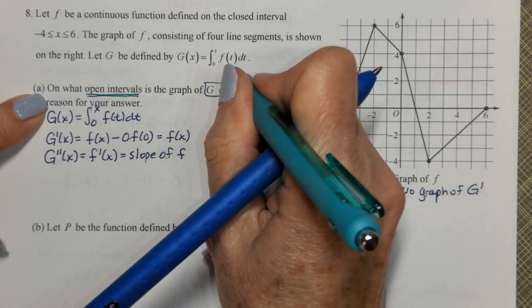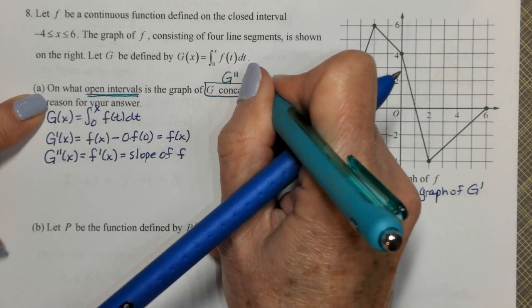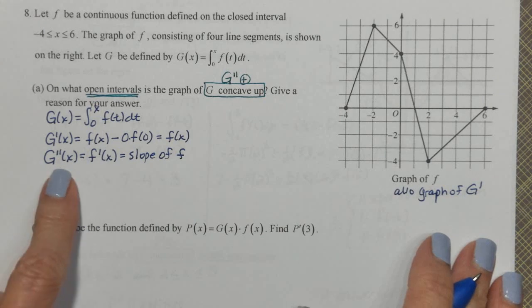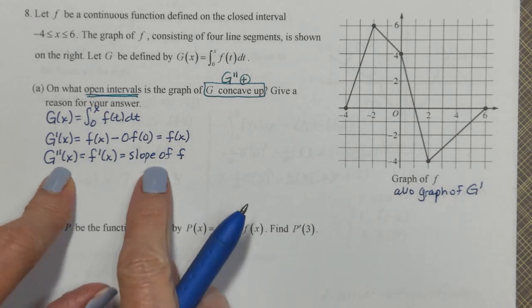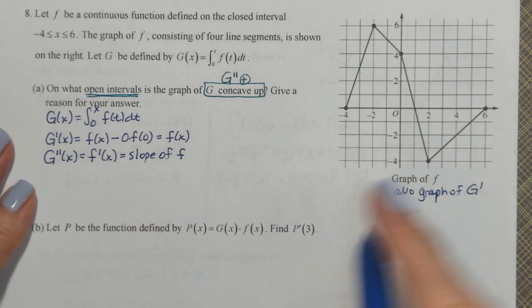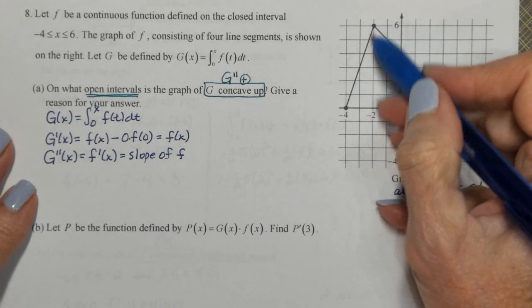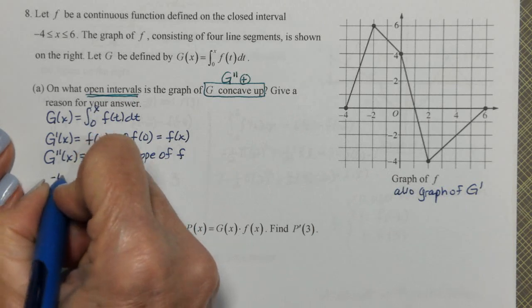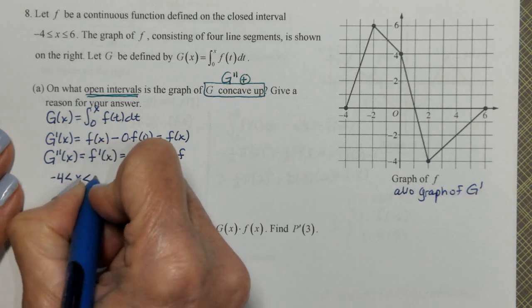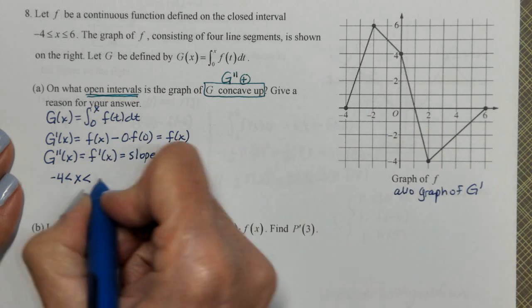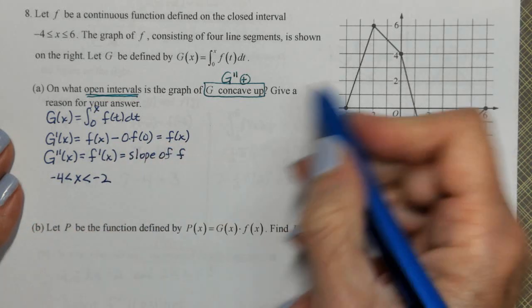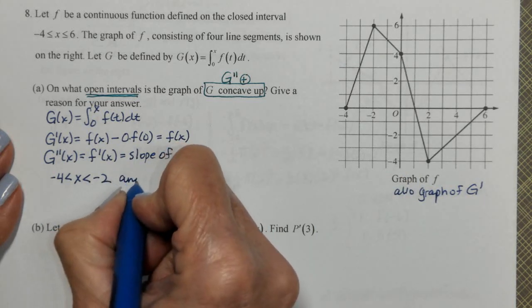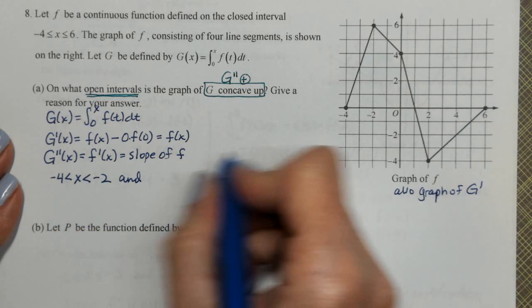Well, g is concave up when g double prime is positive. So I would like for g double prime to be positive. That means I want the slope of f to be positive. And the slope of f is positive here and there. So negative 4 to negative 2. Make sure you get the x values, not the y values. Negative 4 to negative 2. And 2 to 6.